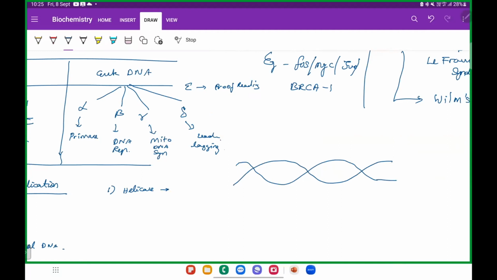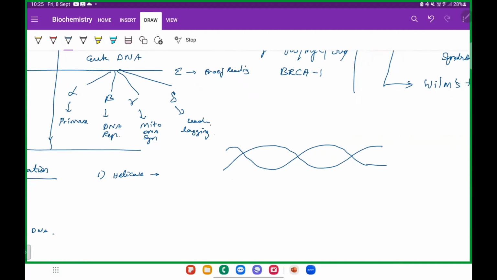What you have to do first is split that. That splitting job is going to be done by your helicase. It is going to break your DNA strand. That is going to be number 1, helicase. And number 2, you have something called single stranded binding protein, which is going to keep them separated.